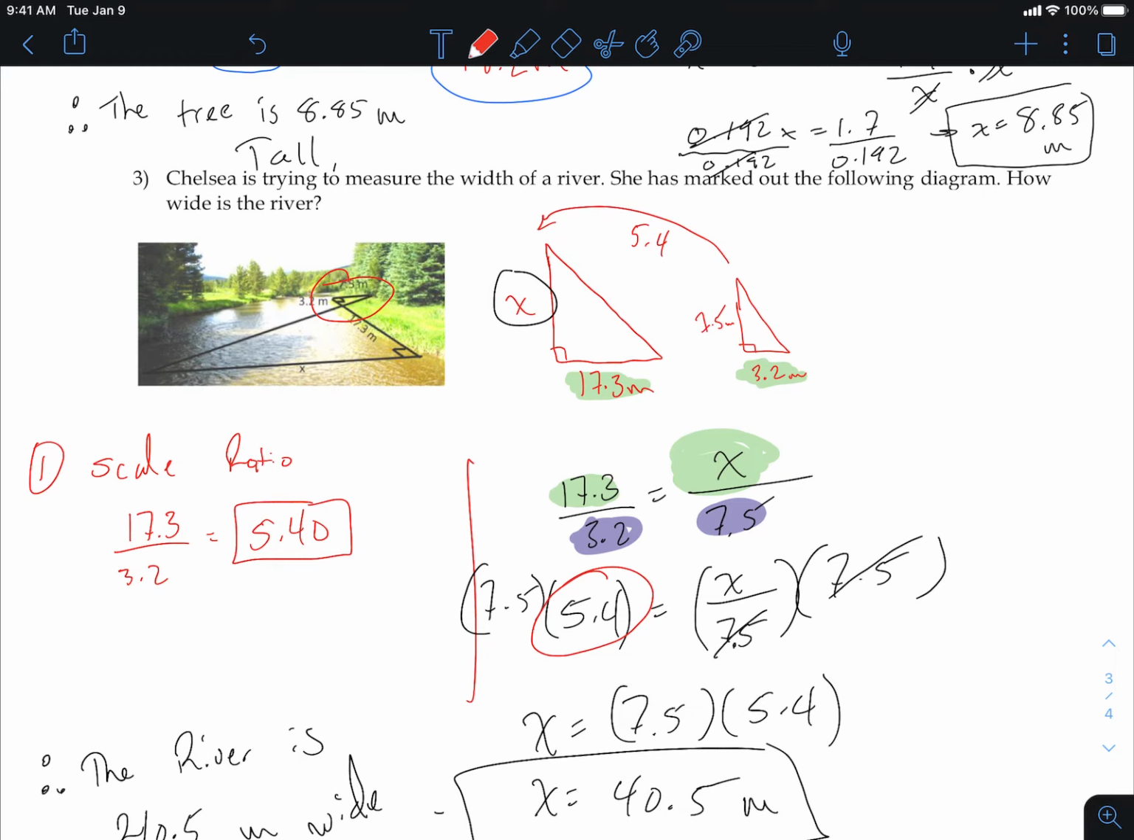So if you're going from the small to the big, the only way to do that, or the order of operation that works for that sort of scenario, is to multiply. Okay, if my x was on the little triangle instead, like let's say I was coming back the other way, if I knew a different side length, then you would divide by 5.4. Okay?